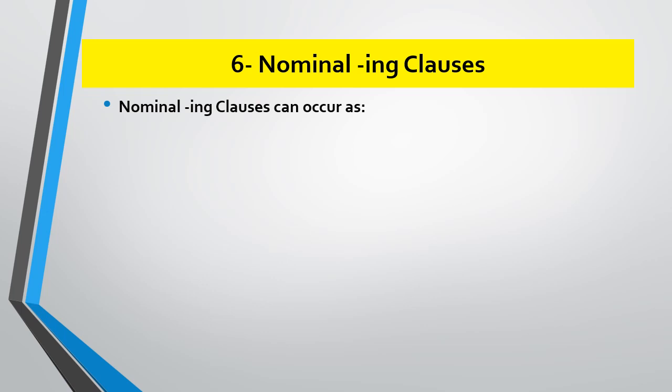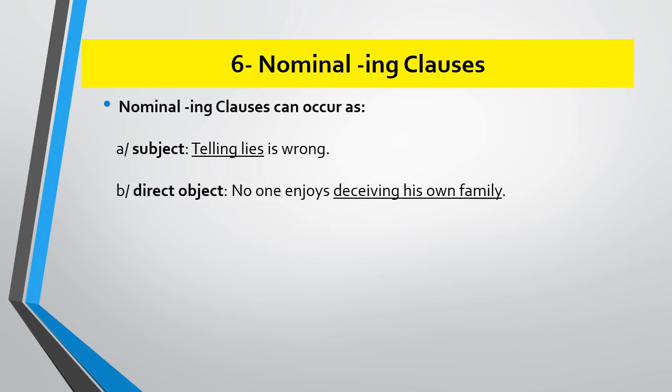Not of a continuity. Now, the subject, telling lies, is wrong. So telling lies, if I give you this sentence and I ask you about its type and function, you tell me it is a nominal clause. What type of nominal clauses? It is a nominal ing clause. Its function, it functions as a subject. Direct object, no one enjoys deceiving his own family.